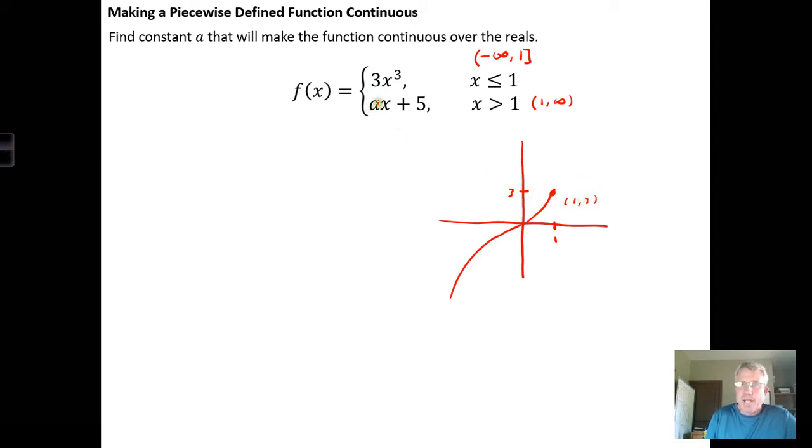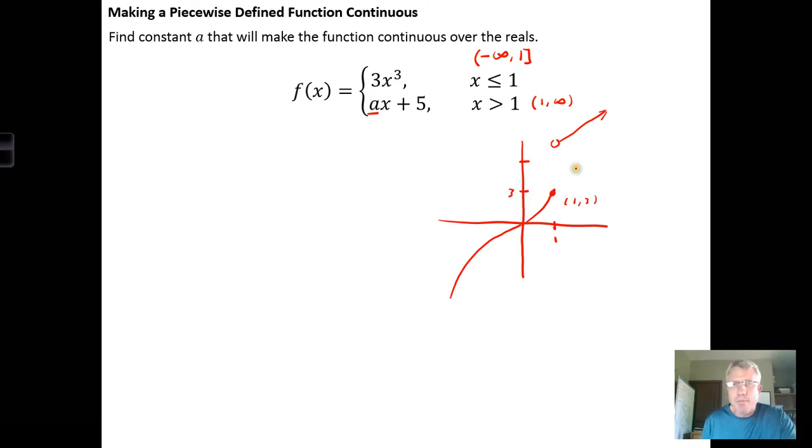And then we think about what ax plus 5 looks like. Well, this is a linear function. The toolbox function would be y equals x. It's a linear function shifted up 5 units, so it's going to have a y-intercept up here at 5, and the slope of it is going to be a. But it doesn't get to run everywhere because it only gets to run for x greater than 1. So somewhere up here, there's going to be a hole because x can't equal 1, and then this function is going to zip off with a slope of a units.